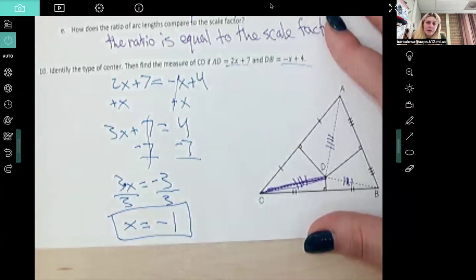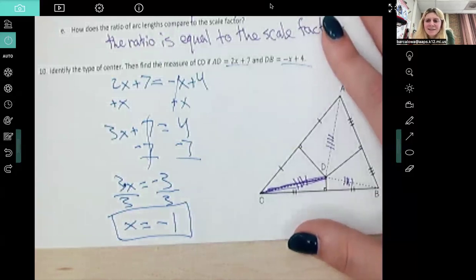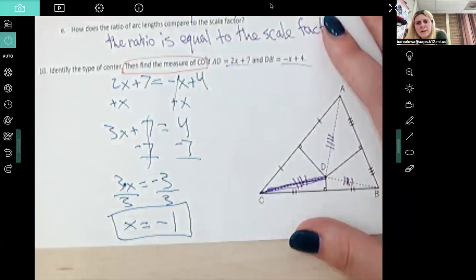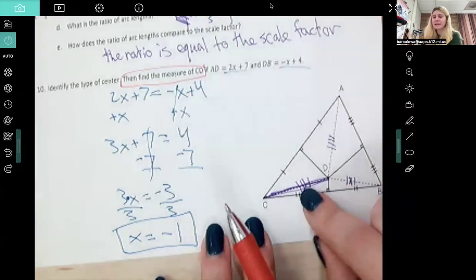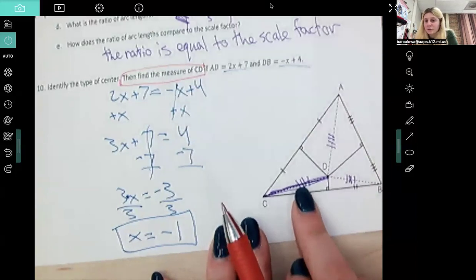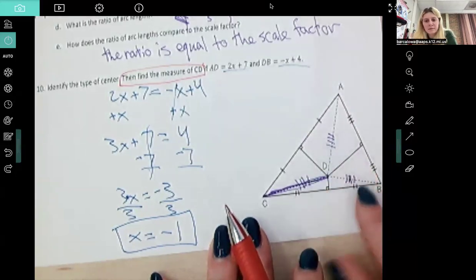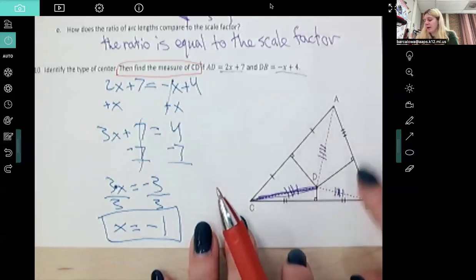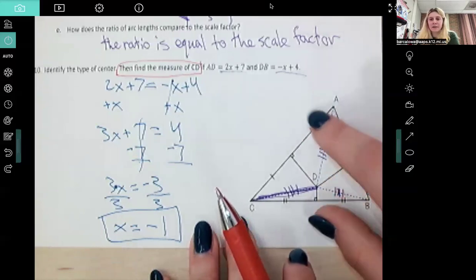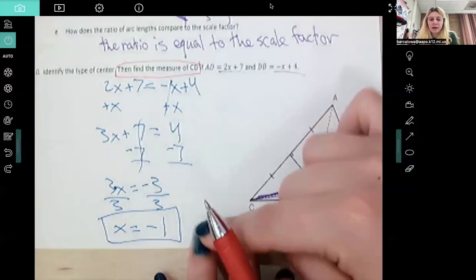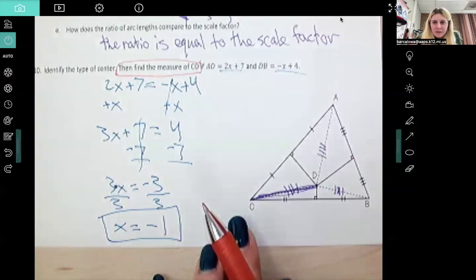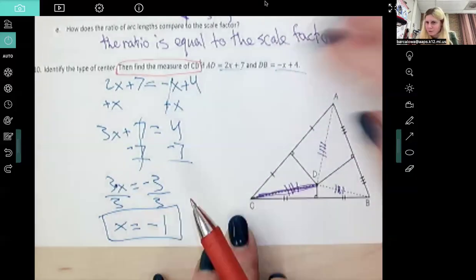Is that what they were asking me to find? Did they say find x? Am I done? No, I'm not done. I need to find the measure of CD. So how am I going to do that? Well, CD is equal to this measurement, and it's equal to this measurement. If only I had some information about how long segment AD is. Oh, it's right there? And now I know what x is? I'm going to plug x in.